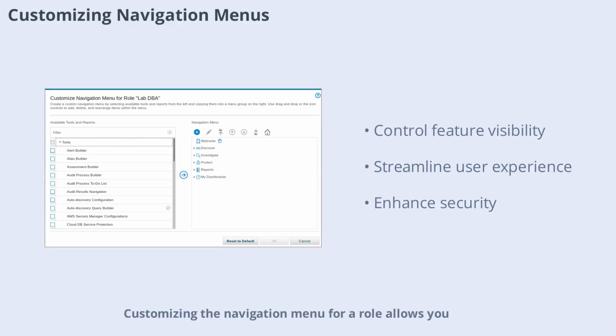Customizing the navigation menu for a role allows you to control which features and functions are visible to users. This not only streamlines the user experience, but also reduces the risk of accidental changes or unauthorized access. By tailoring the navigation menu, you can ensure that users see only what's relevant to their role, making the system easier to use and more secure.